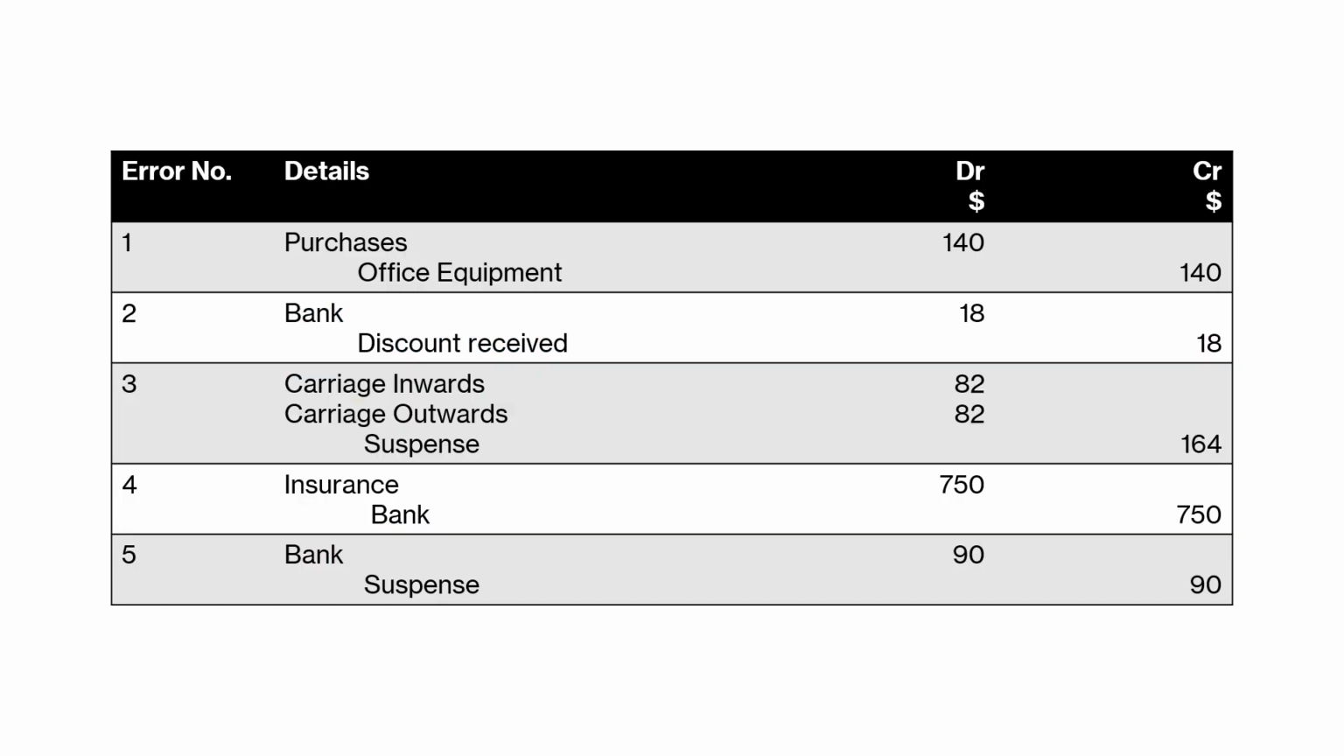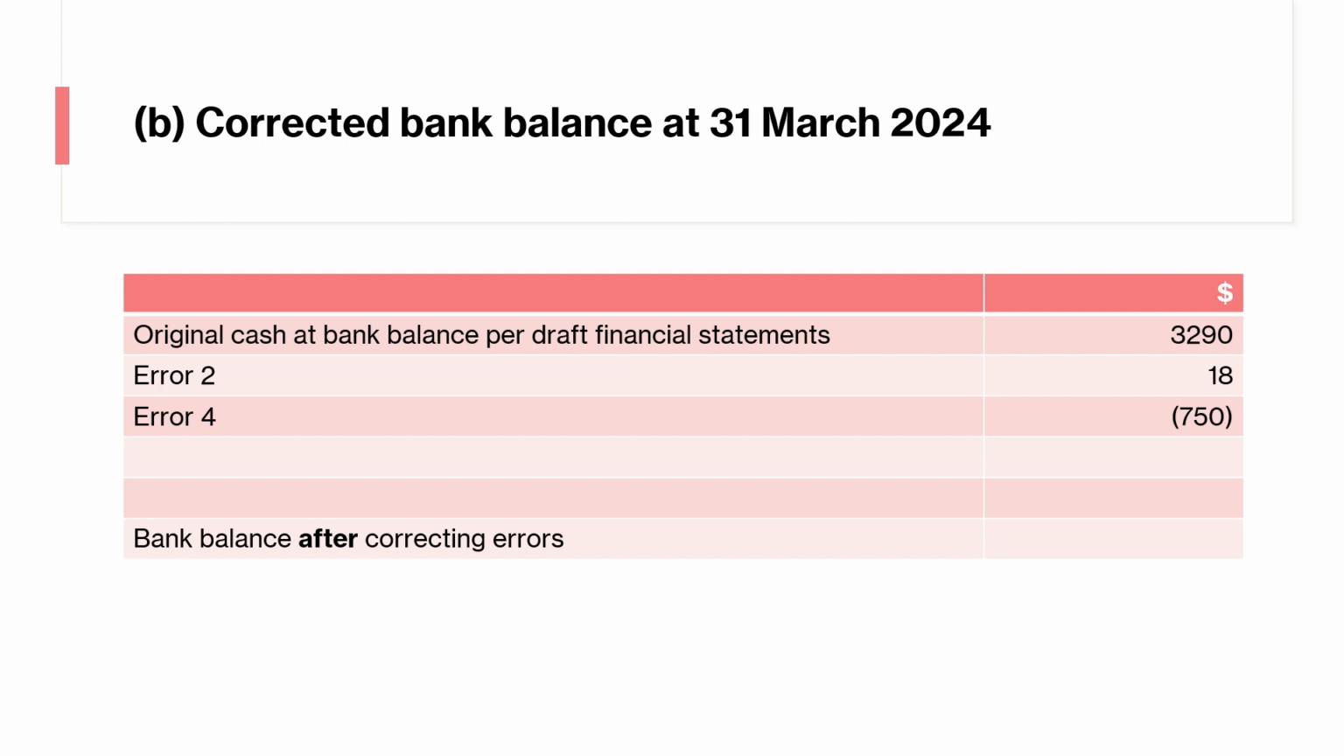Last one, there was a debit to the bank of $90. That means we have to increase the bank balance by $90. So error number 5, increase 90. Then we can sum it up and find the new balance, the corrected balance, which is $2,648. So part B is done.